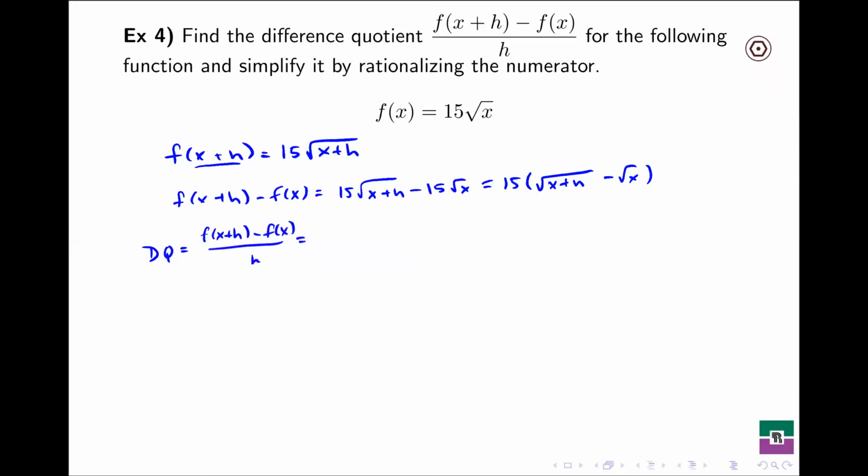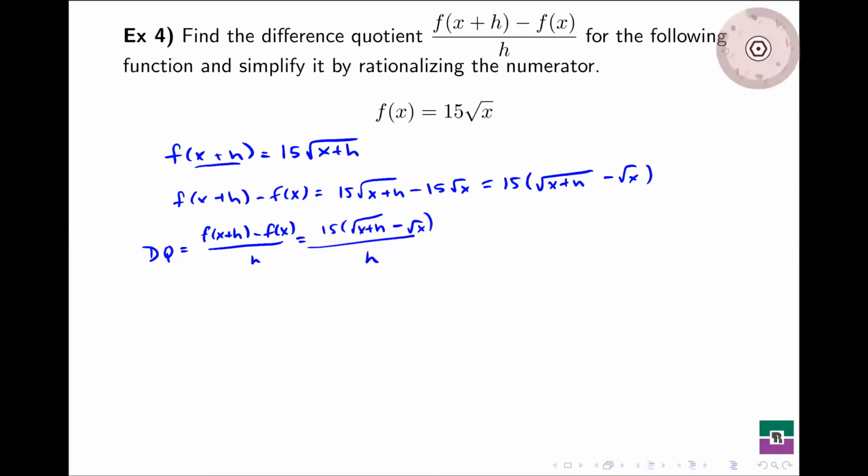So it's this over h. But we need to simplify it. And the directions actually tell you how they want you to simplify it, saying simplify it by rationalizing the numerator. So let me show you how this is going to get done here.